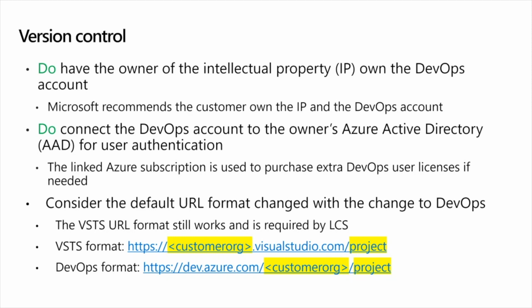And when Visual Studio Team Services was renamed to Azure DevOps, there was a URL change, and the DevOps URL is more common now, but the VSTS format still works. And when you enter the DevOps URL in LCS, you need to use the VSTS format.